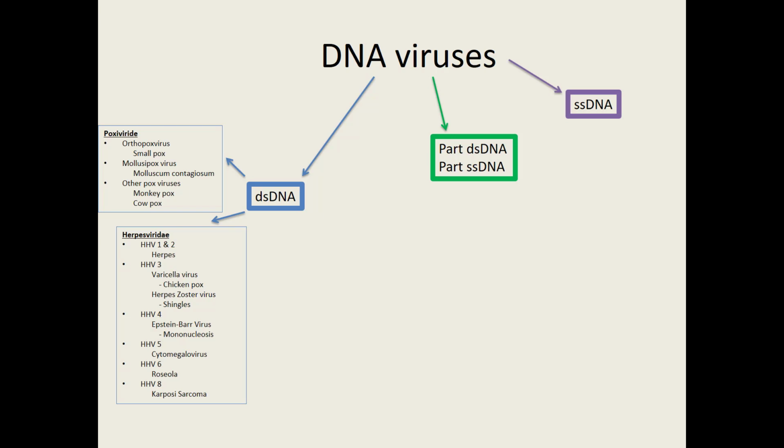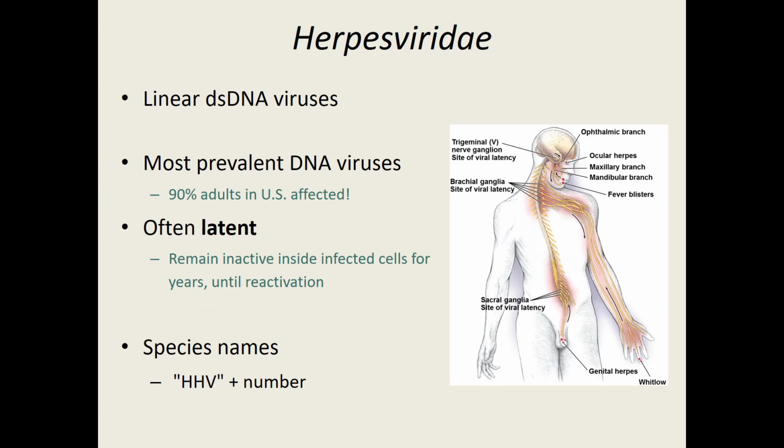Now, herpesviridae have linear double-stranded DNA. So double-stranded DNA found in lines. And again, lots of herpes viruses, high infection rate, the most prevalent DNA virus found in humans. 90% of adults in the United States are affected by some strain of herpesviridae.